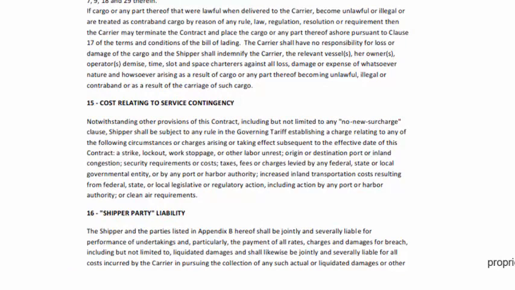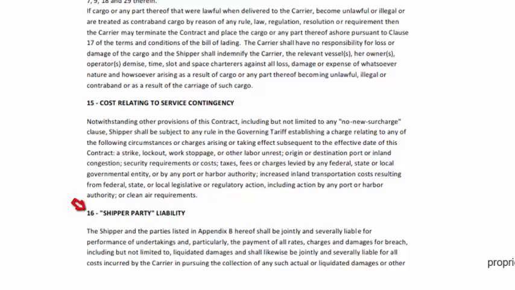Number 15, cost relating to service contingency. Really, what this is talking about, it picks up in the second line: shipper shall be subject to any rule in the governing tariff establishing a charge relating to any of the following circumstances or charges arising. Containers are tendered to a steamship line, and something like a strike, a lockout, a work stoppage, labor unrest happens, and there are expenses incurred as a result of those activities. All of those expenses per this clause are on the shipper.